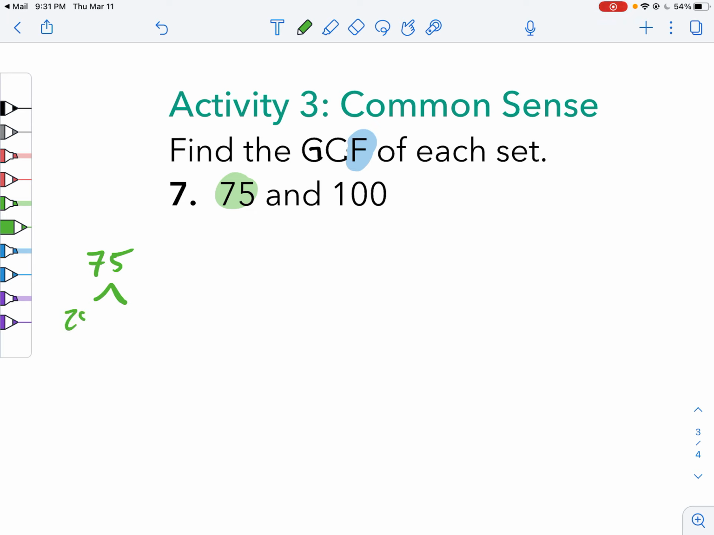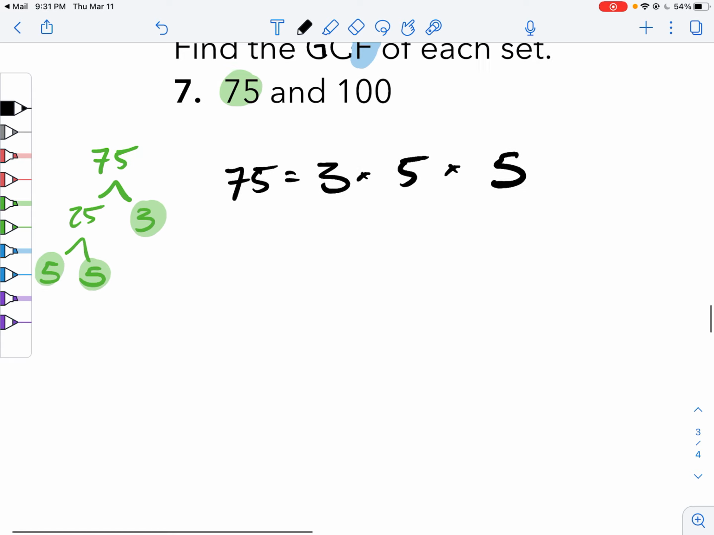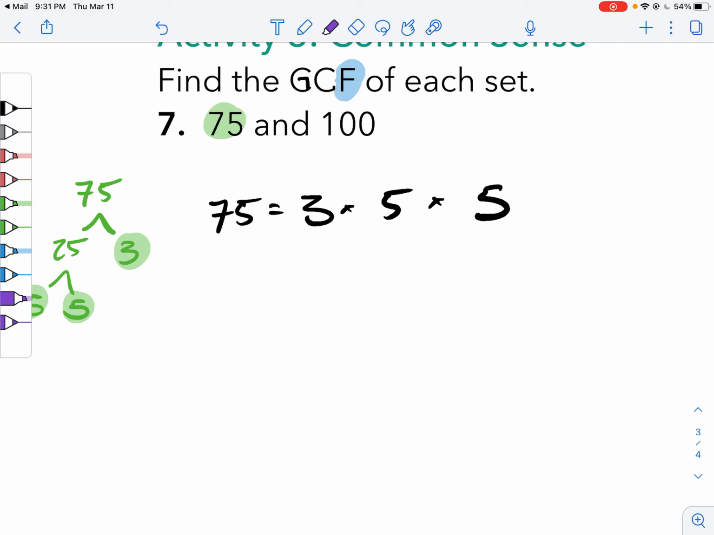75 we can split into 25 times 3. 3 is prime. Cool. 25 isn't, so that's not prime. Okay, so 75 we can write as 3 times 5 times 5. Awesome. And now we need to figure out, okay, what are the factors of 100? The prime factors of 100, rather.